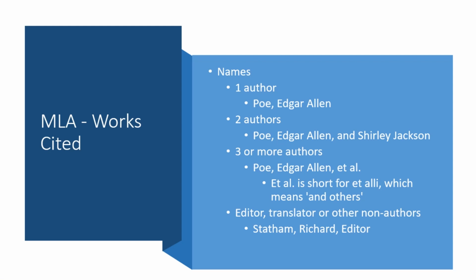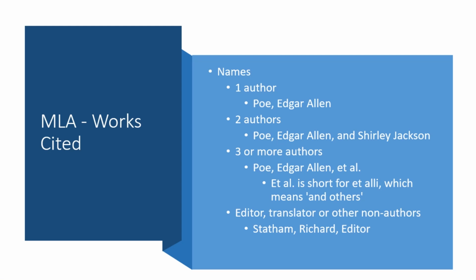So, if there's only one author, you cite their last name first, then a comma, then their first name, and either their middle name or middle initial, depending on what was written on the book in the information section, which would be either the front leaf or the copyright page. So in the case of Edgar Allan Poe, he would be listed as Poe, Edgar Allan. If your author is someone like J.K. Rowling, then it would be Rowling, J.K.